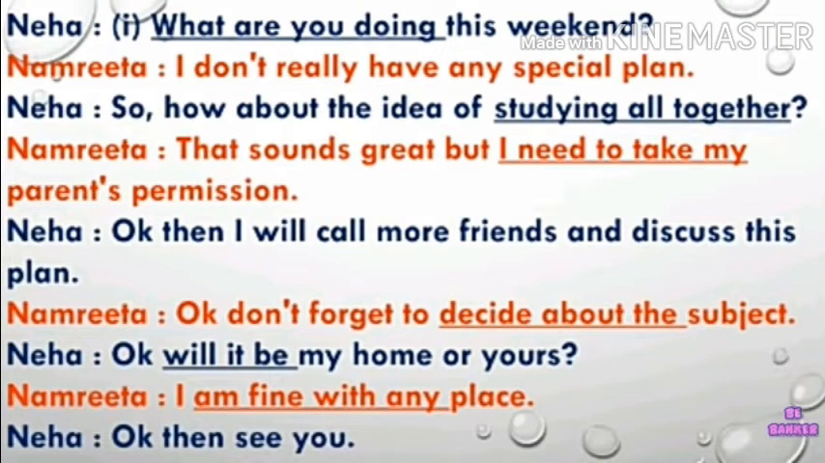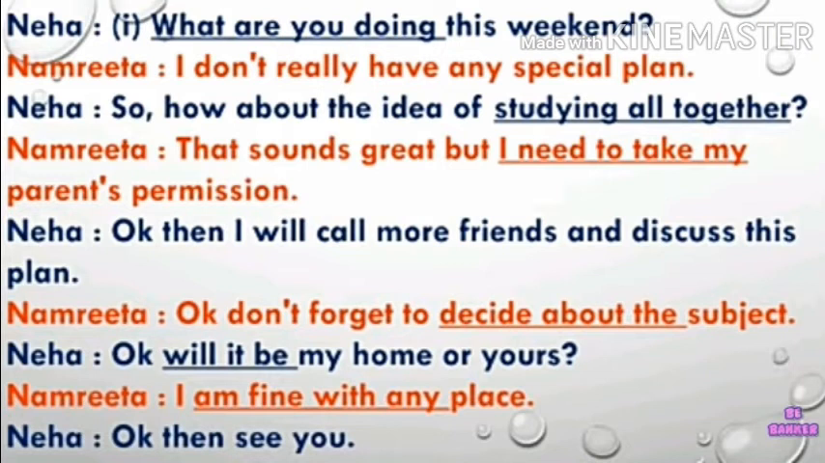Then the next one: "So how about the idea of," obviously we will write here about the study. So, idea of studying all together. "That sounds great, but I need to take my parents' permission." Here, after "but," we will write down "I need to take my." Then the sentence will be completed and appropriate. See now, if you read the full question and answer you will get it properly. "So how about the idea of studying all together?" "That sounds great, but I need to take my parents' permission."